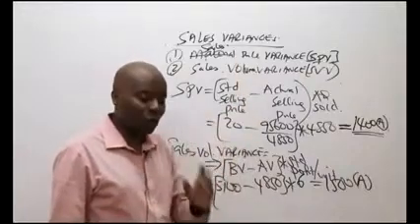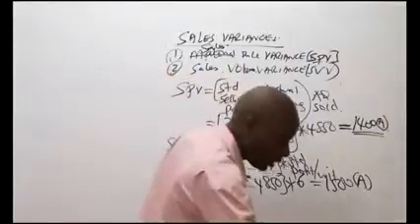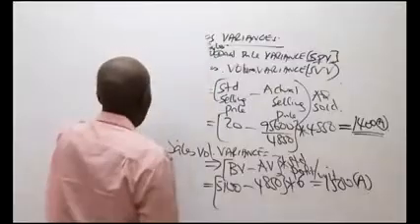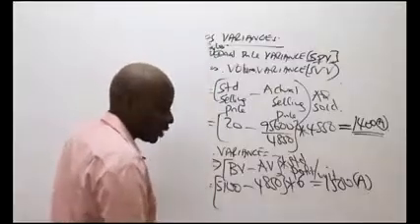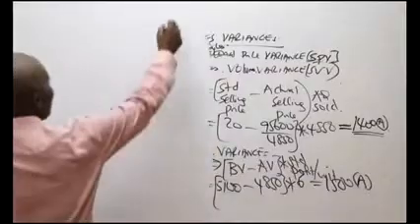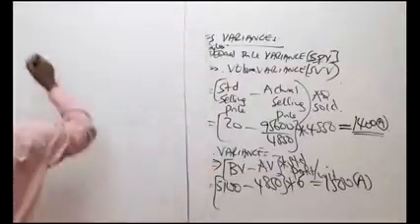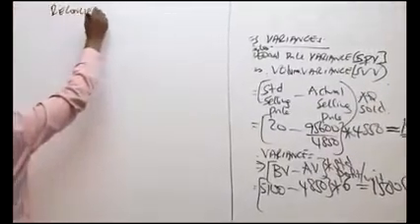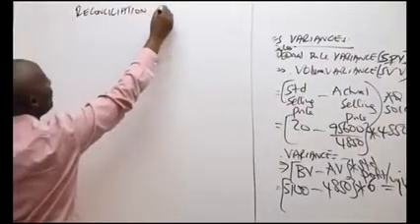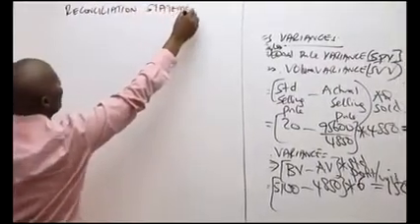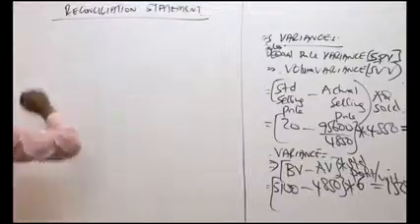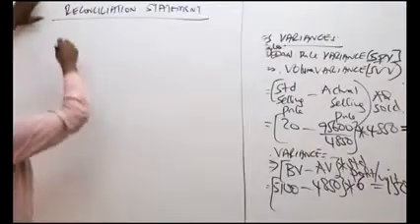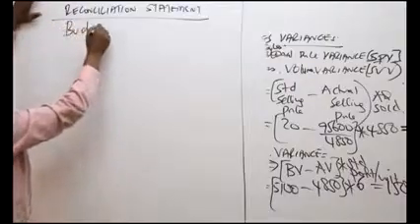The only thing that we need to do for us to go and relax is to come, ladies and gentlemen, here and do a reconciliation. So please, my friend, a reconciliation statement, also known as an operating statement, where we shall start with budgeted profit.